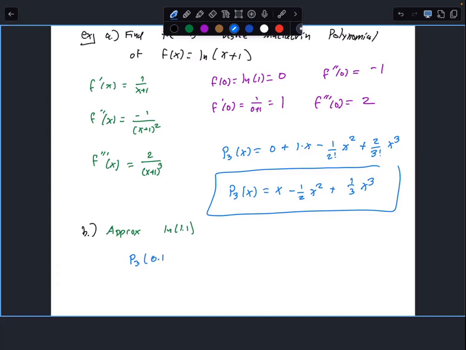0.1. Okay, the natural log of 1.1 is approximately P3 of 0.1, because remember it's x plus 1. Because it's centered at 0, not centered at 1. It's because the function is natural log of x plus 1. That's the reason why.